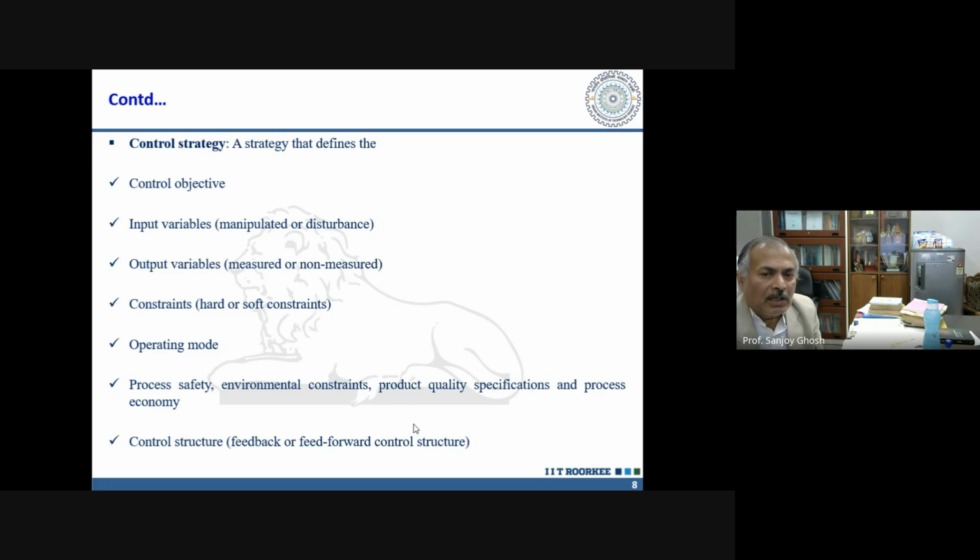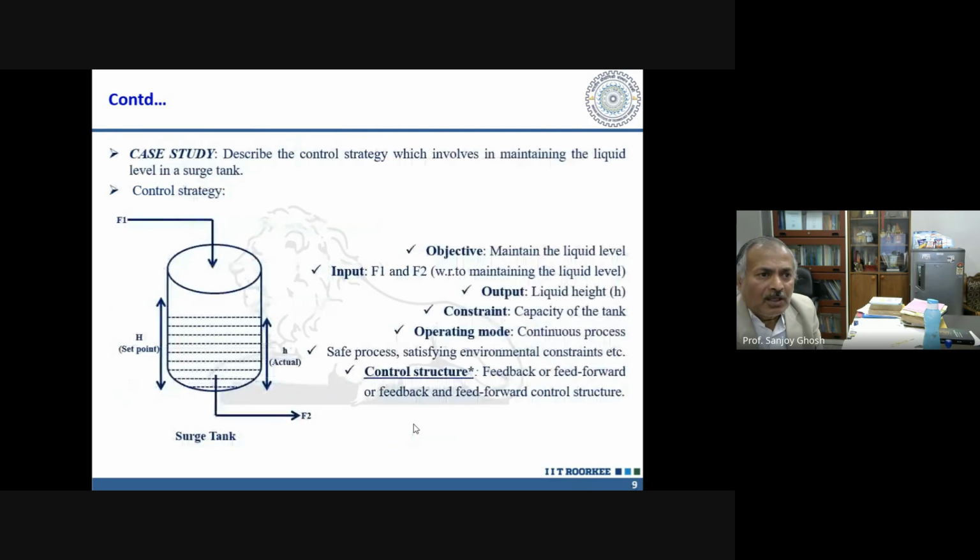Then I said that the block diagram is the important thing. How to represent that, I'll show you, but this is a case study. It's simply about what I want to maintain: the level in a tank. Say, for example, you have a water tank on the roof, and from that water tank water is coming to you, right? Water is coming from the tank.